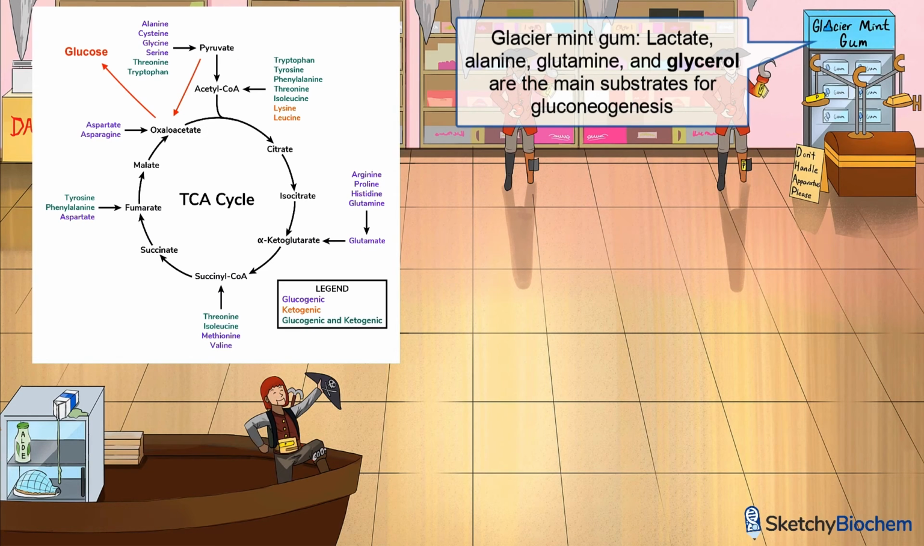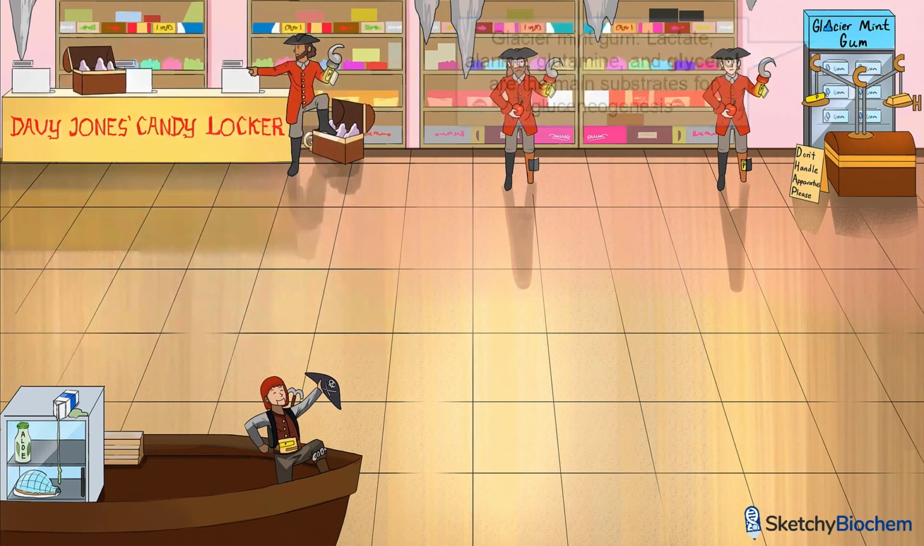Odd-chain fatty acids can also turn into glucose via succinyl-CoA. Even-chain fatty acids can't convert into glucose because they can only produce acetyl-CoA. Please watch our fatty acid oxidation sketch to learn more.